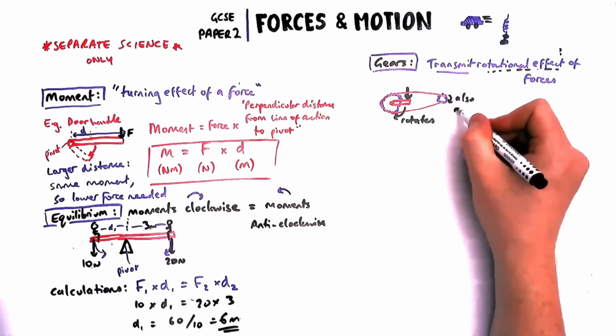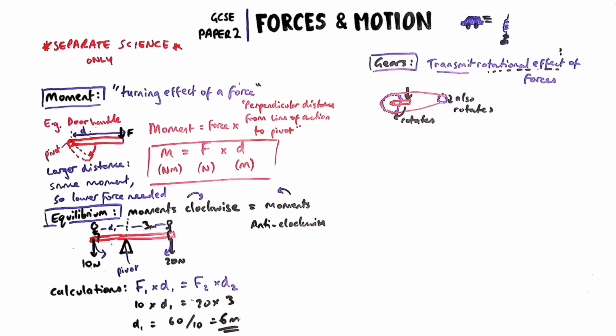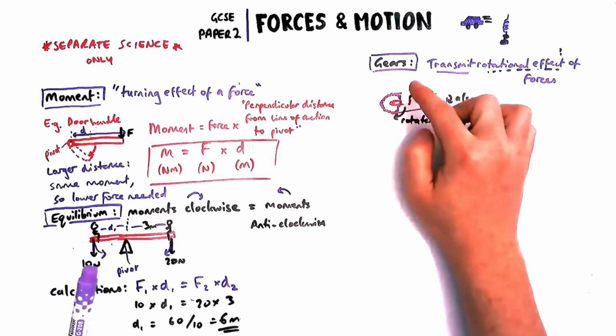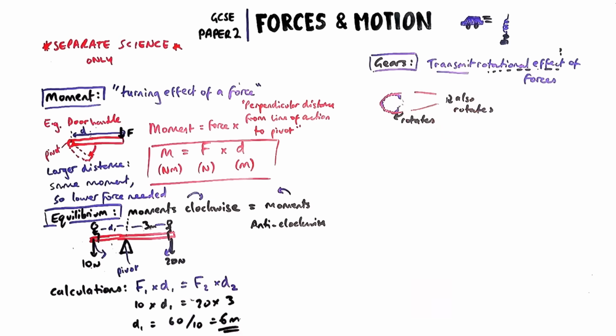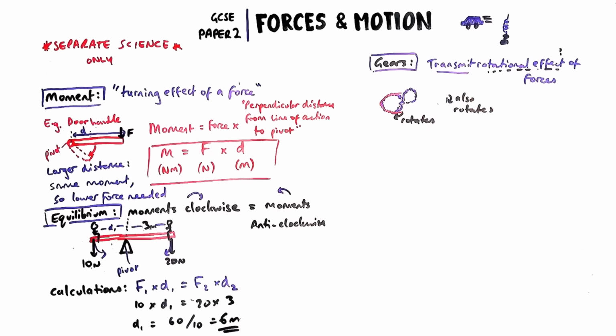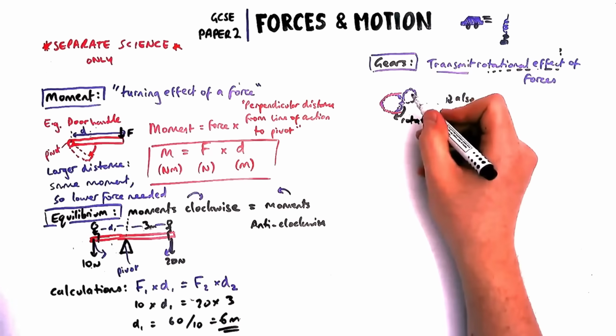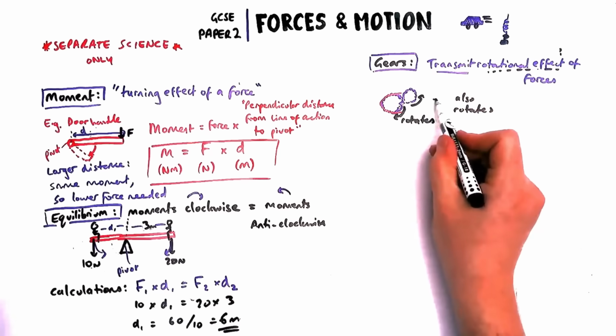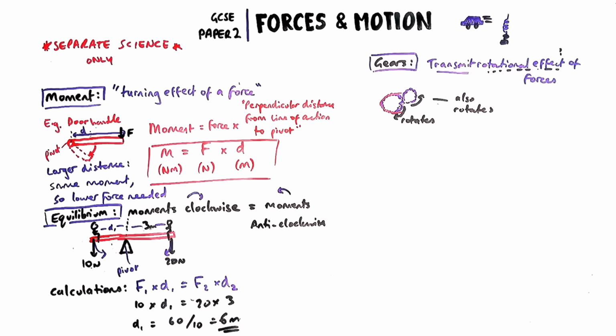So there's forces being transmitted, or rotational forces being transmitted. Gears can be connected together like we see here. So if I was to rotate the initial gear, the one in red, in a clockwise direction, the one next to it rotates in the opposite way, in an anti-clockwise direction.